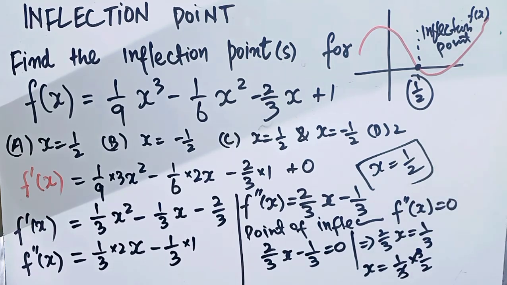Very simple. To find the inflection point, we set the second derivative equal to 0 and solve for the value of the variable, and that will give us the point of inflection. I hope I have made myself clear.